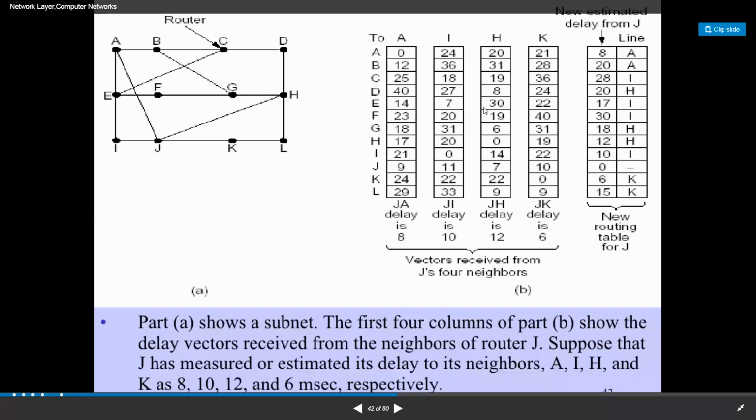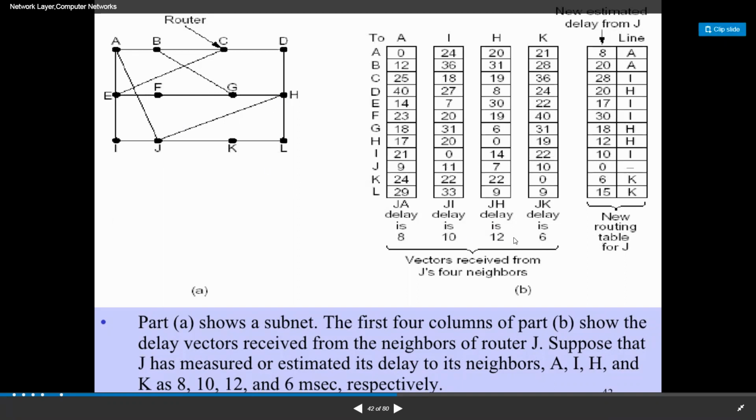Just remember clearly, students. First, I have here a subnet containing the routers A, B, C, D, E, F, G, H, I, J, K, L. And the second diagram shows the delay vectors received from neighbors of J. The neighbors of J are I, K, H, and A.